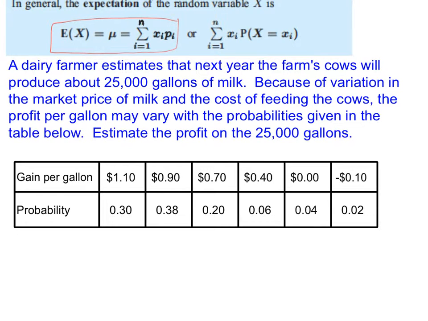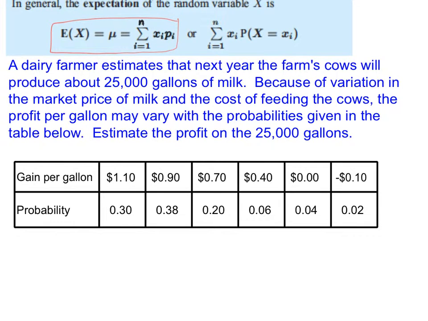Now, the price of milk is going to change, or the profit that he's going to make on that milk is going to change, because the price of milk changes, the price of feed changes, the price of gas for his equipment changes. All these different things change, so his profit is not going to be constant for the whole year. Okay? So, because of variation in the market price of milk and the cost of feeding the cows, the profit per gallon may vary with the probabilities given in this table below. Okay? Estimate the profit on the 25,000 gallons.